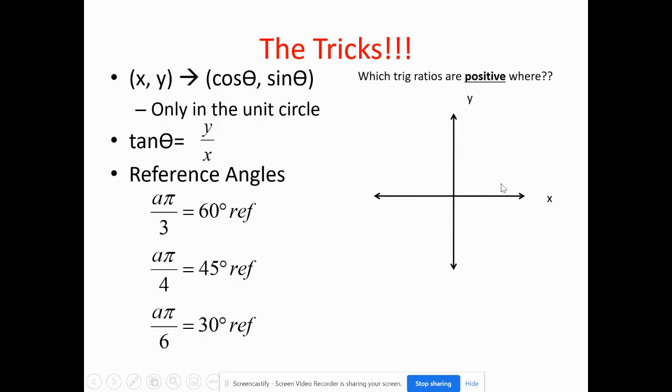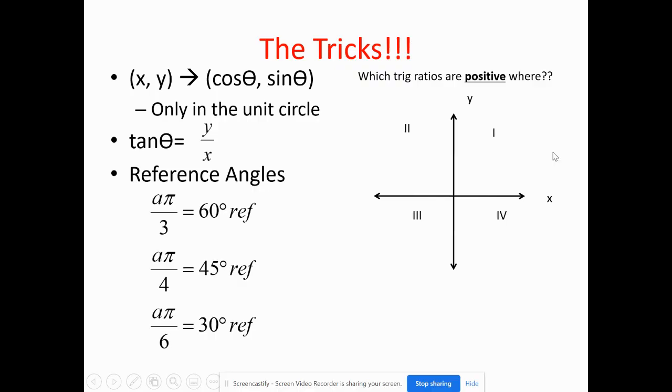Your plane, your xy plane. First, we need to know how to label these quadrants. Just like the unit circle starts here and goes counterclockwise, quadrant 1 is here, 2 is here. We always use Roman numerals when we're labeling quadrants, 3 and 4. You need to know which quadrant is which.